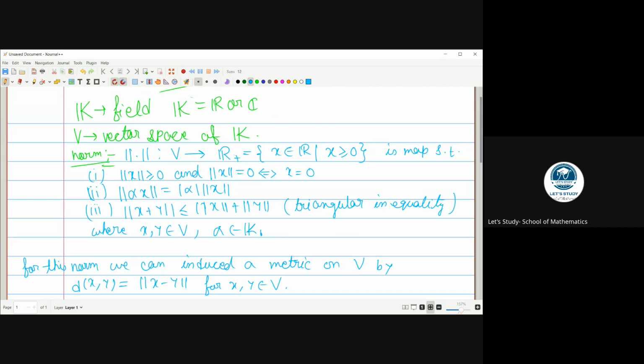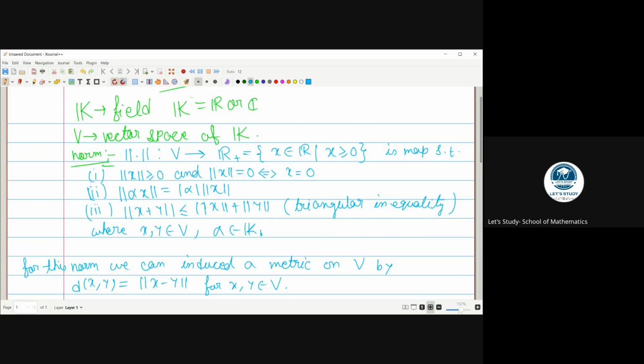Yes, we can first assume an inner product, then define a norm, and that will be a normed space. No, I am not going to the inner product at this moment.